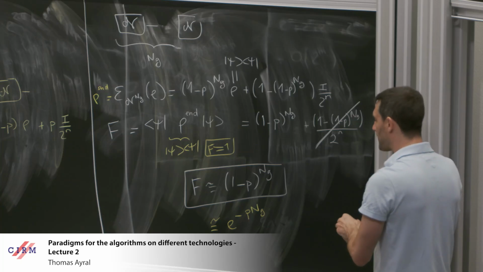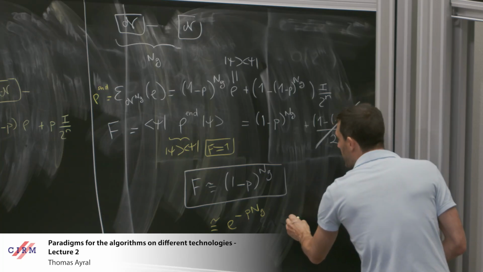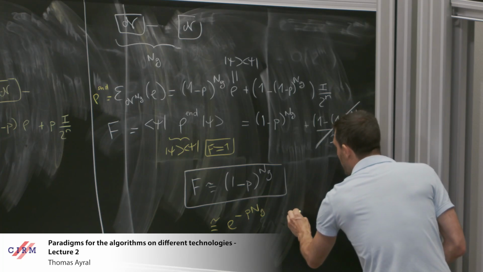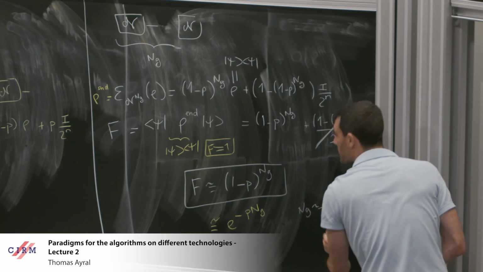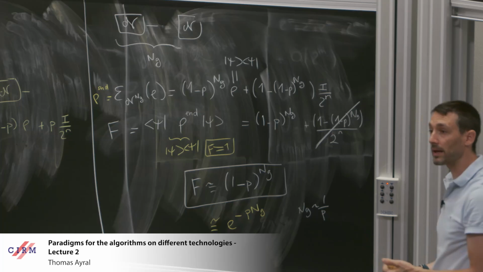And that's why yesterday I told you at the very end of the lecture that if I want to have a reasonable fidelity, I want to have NG of the order of 1 over p, where p is the probability of mistake, of error per gate.